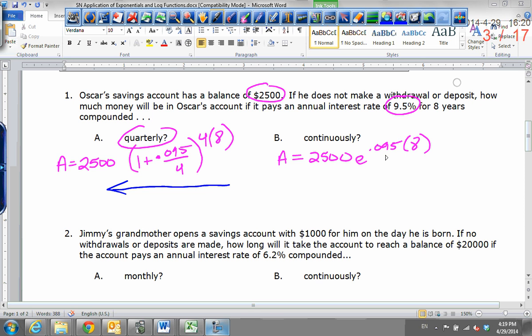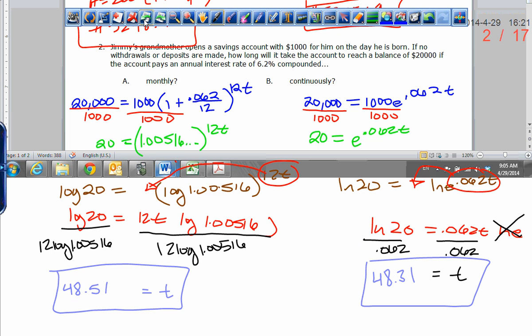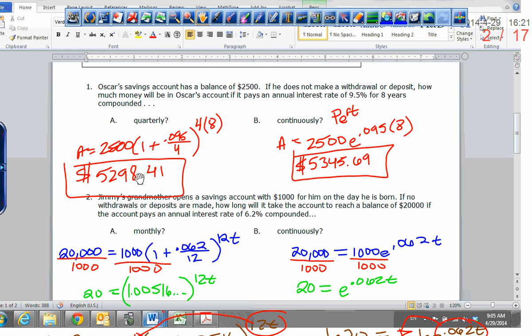And then you can do the same thing for continuous. Take 8, multiply it times 0.095, then take e, that's the second natural log button, to all of that, and then multiply by 2,500. See if I have the answers up here. There we go. So you should get $5,298.41, and then $5,345.69. So the difference is not much there when we're talking about quarterly versus continuously, when we're dealing with the same amount of money and same interest rate.